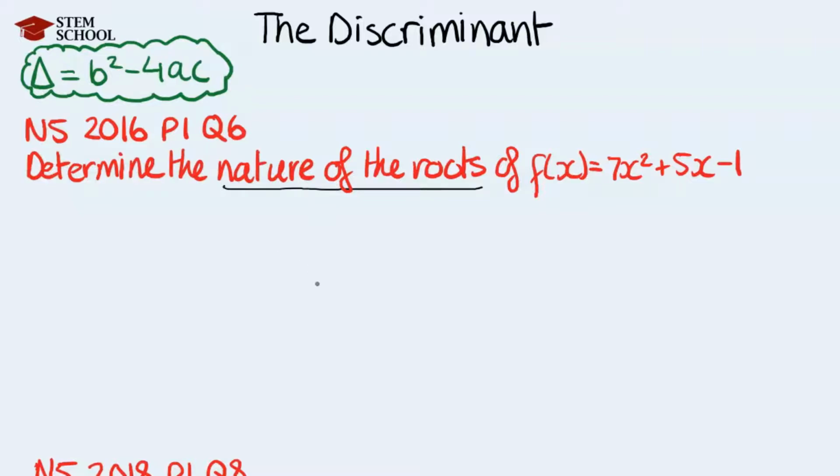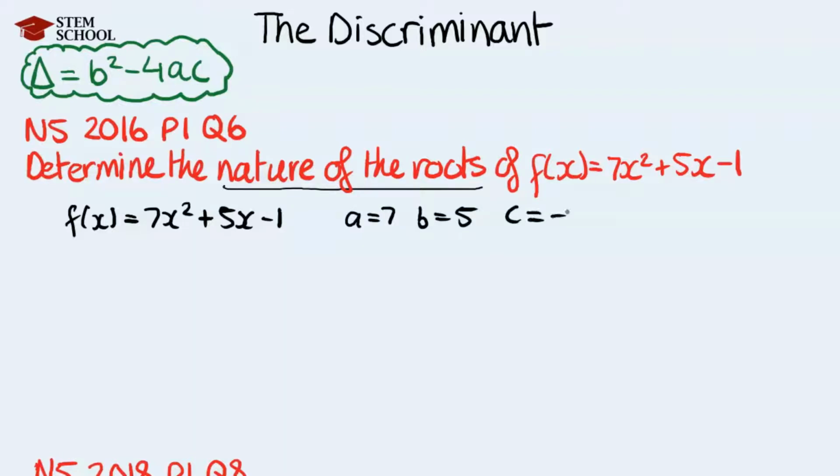So it's a simple process that we have to follow. What you do is you quickly write the quadratic equation first of all. So f of x is equal to 7x squared plus 5x minus 1. And then I advise you to label what a, b and c are so that you know the correct values to substitute into the discriminant equation. So we have a is equal to 7, b is equal to 5, and c is equal to minus 1.